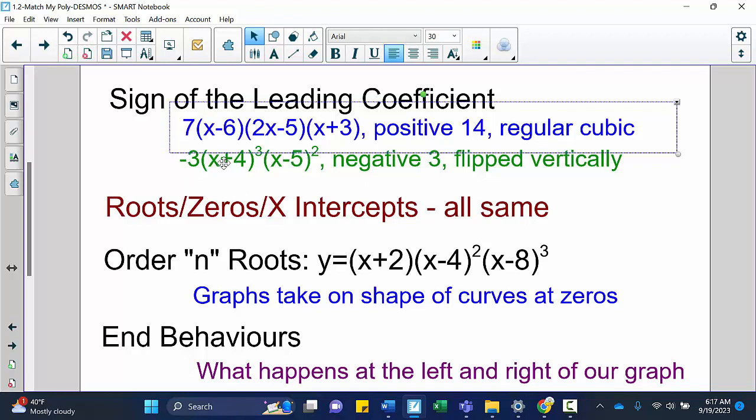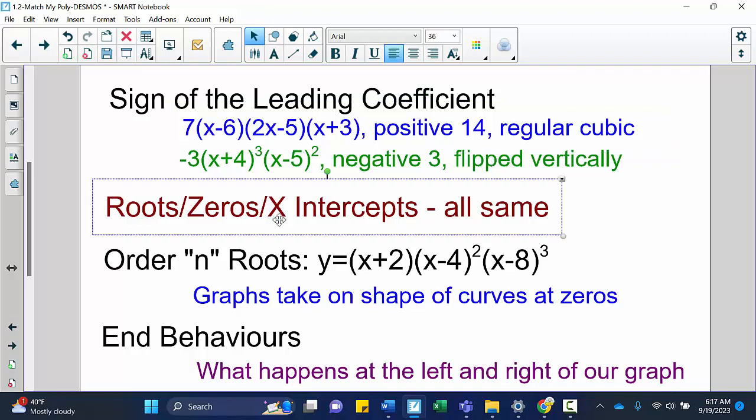In the second case, if I did multiply this out, I would end up with a negative 3 x to the 5th. Because of the negative out front, my graph would flip vertically. And again, that's exactly what we saw when we were playing with the a value on the slider. A couple more things here: roots, zeros, and x-intercepts. All those terms mean the same thing for us.